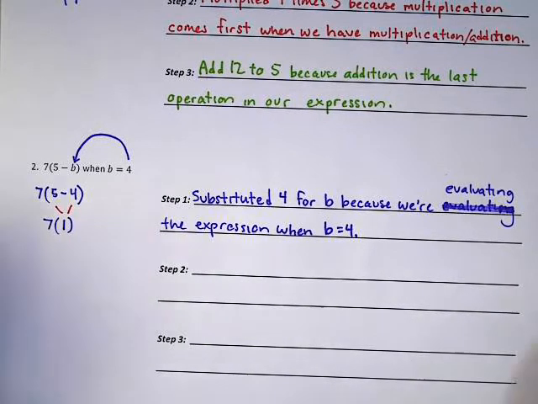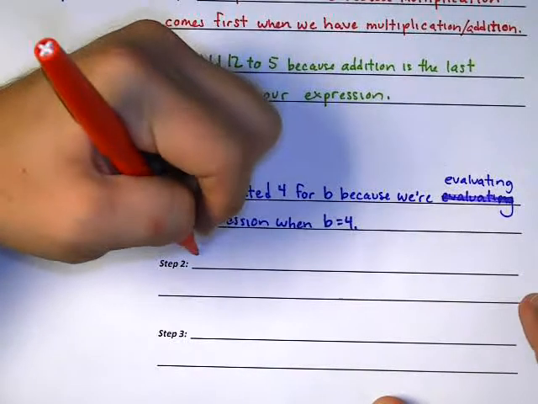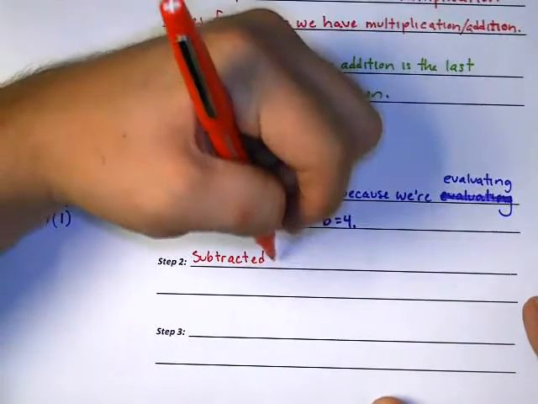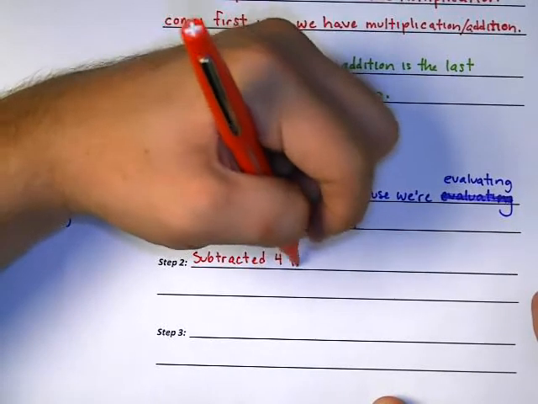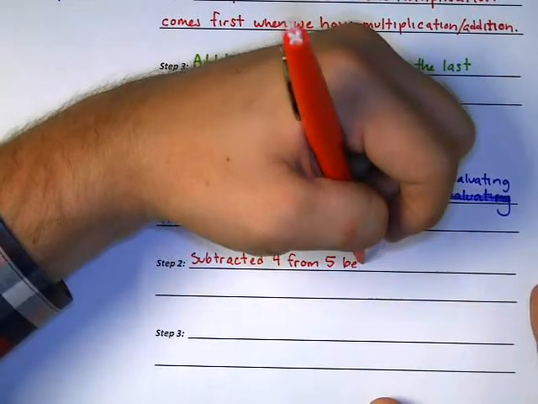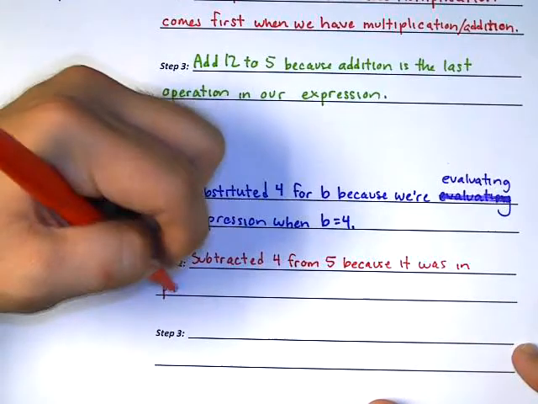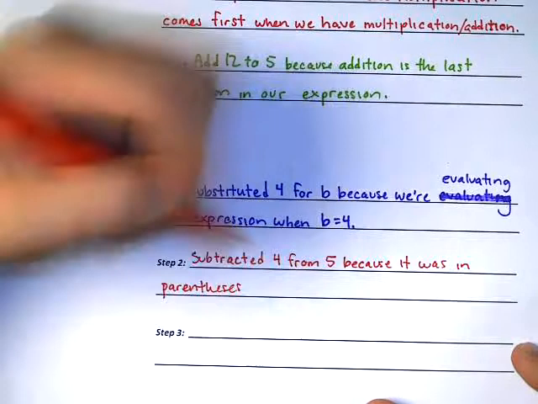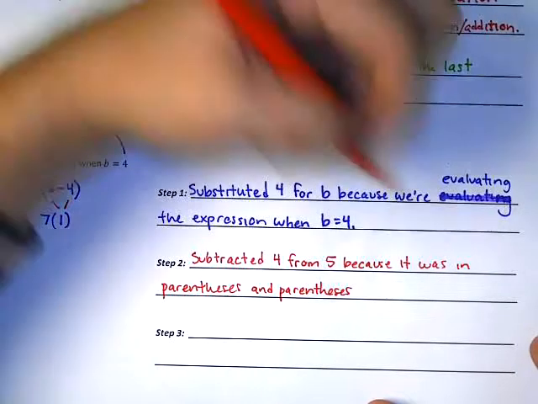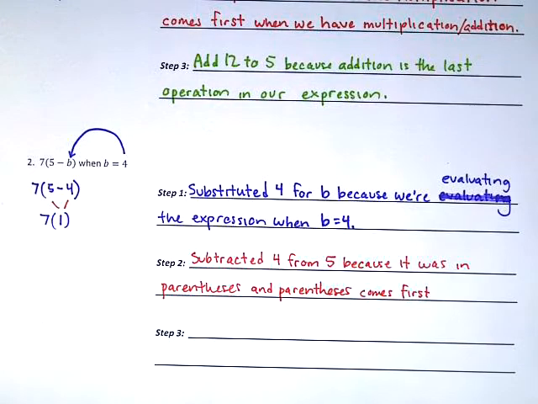So what did we do? Well, we subtracted 4 from 5, right? We took 4 away from 5 because it was in parentheses. Parentheses comes first. All right.